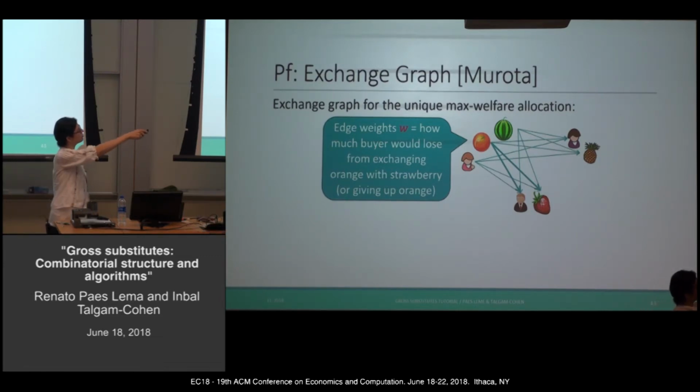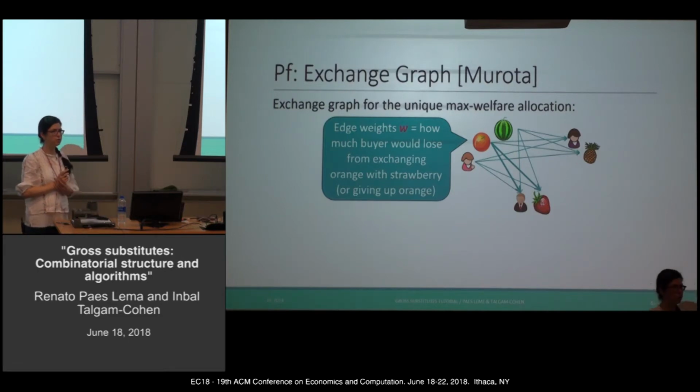In this case, of course, I'm taking the unique maximum welfare allocation. I have one node for every one of the items. And I'm also adding dummy nodes, which correspond to the players. And what are the edges? So if I look at all of the items that are allocated to a certain player plus the dummy item, then I'm going to add edges from each one of these items to all the other nodes.